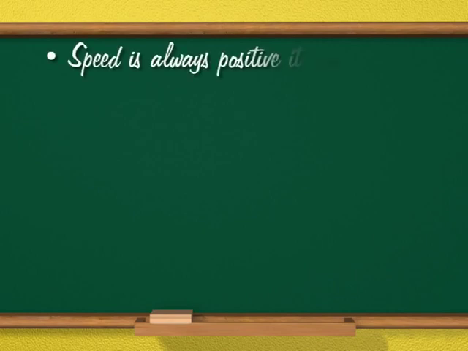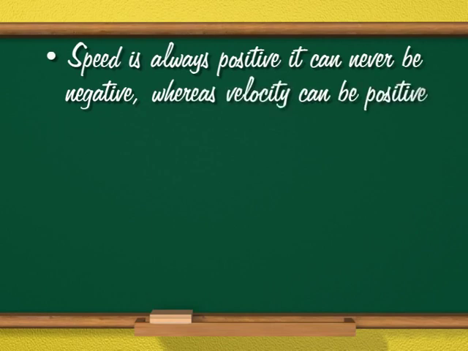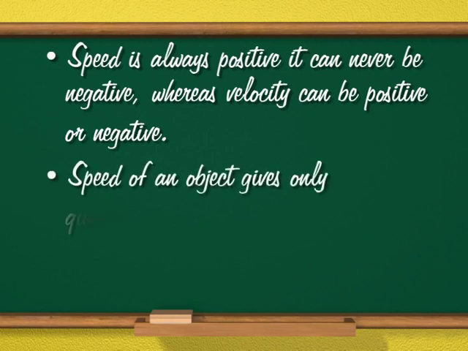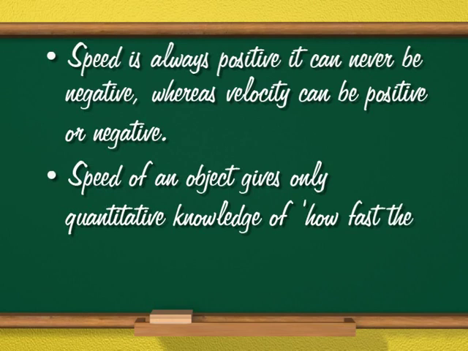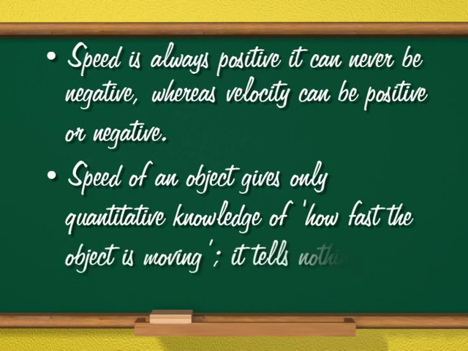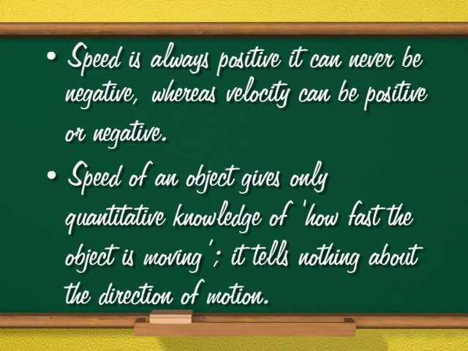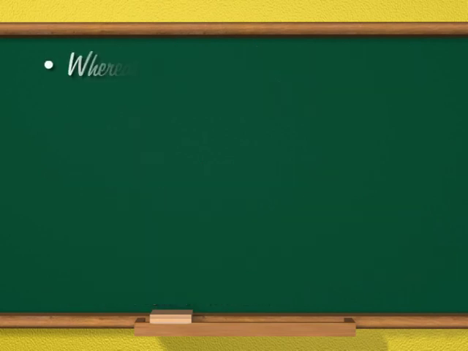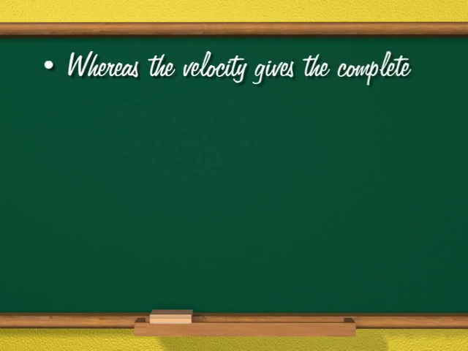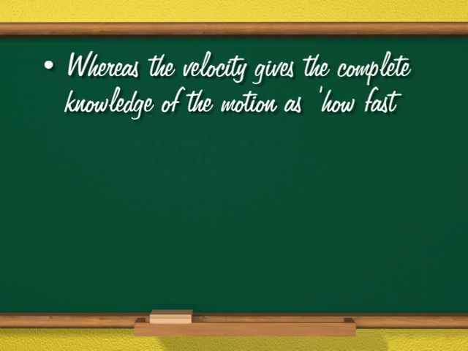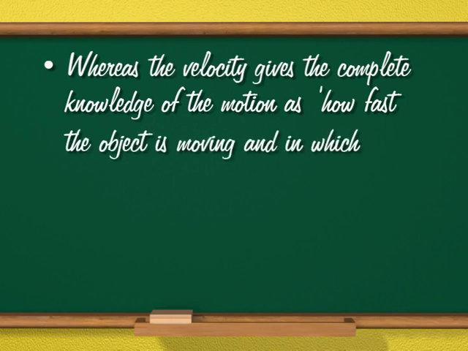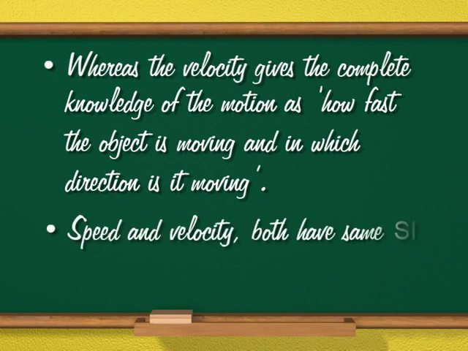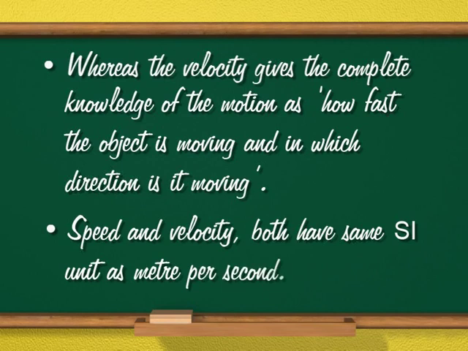Average speed of an object in a particular direction may also be defined as the magnitude of average velocity. Speed is always positive, it can never be negative, whereas velocity can be positive or negative. Speed of an object gives only quantitative knowledge of how fast the object is moving. It tells nothing about the direction of motion, whereas the velocity gives the complete knowledge of the motion as how fast the object is moving and in which direction it is moving. Speed and velocity both have same SI unit as meter per second.